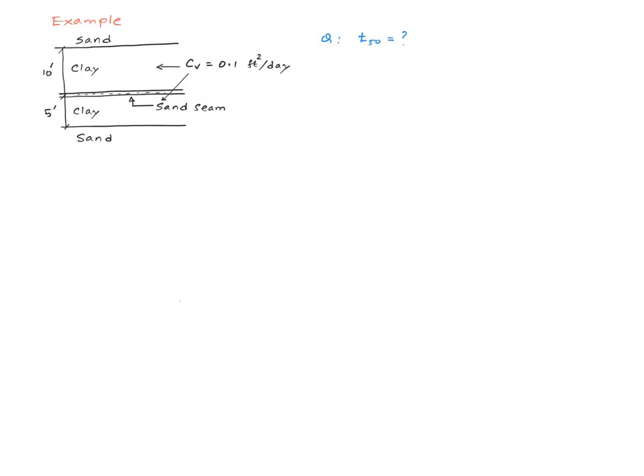The question is to find little t50. More precisely, what is the time that it's going to take for the total settlement of the 10-foot layer and the 5-foot layer, divided by the total ultimate settlement of the 10-foot layer and the 5-foot layer, to become equal to 0.5? So individually, the degree of consolidation for each layer may not be 50%.